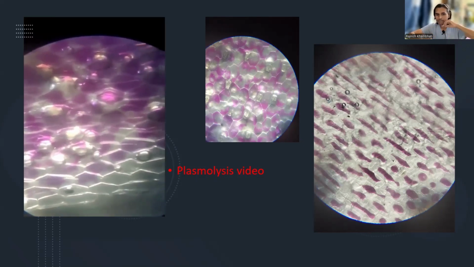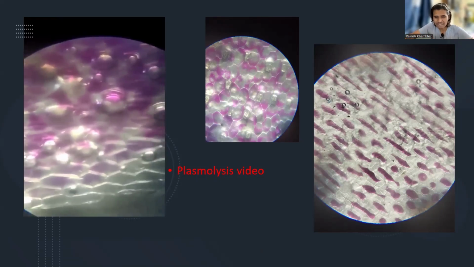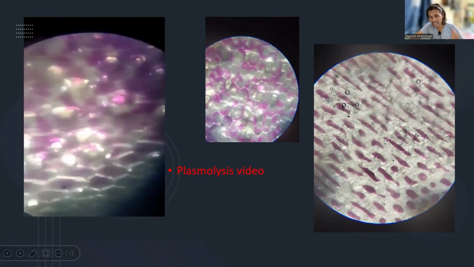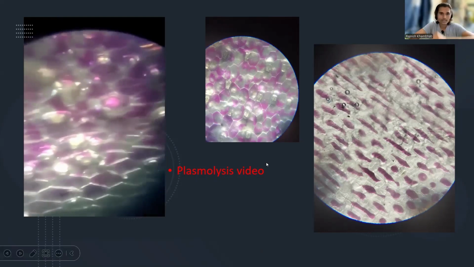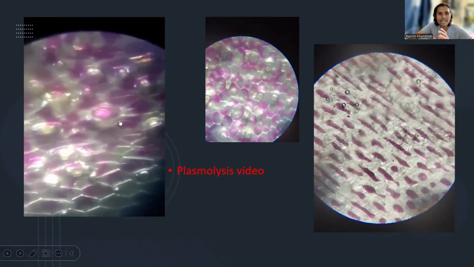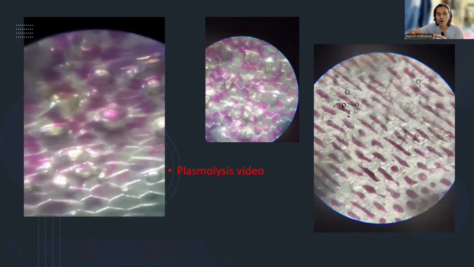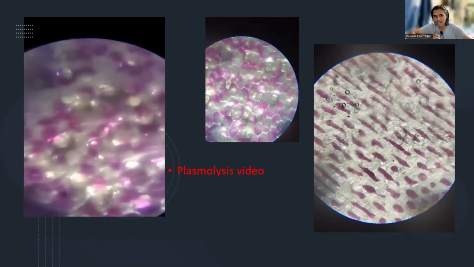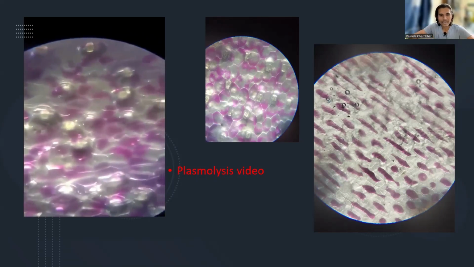See, this is the video of a peel of a plant leaf, and this last one is the peel of an onion leaf. Now, this is the video where you can see the cell is undergoing plasmolysis, meaning the shrinkage of cytoplasm. Very carefully see that video. I will explain what it is.